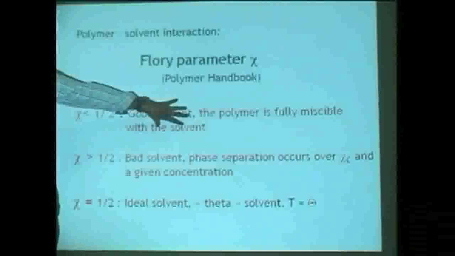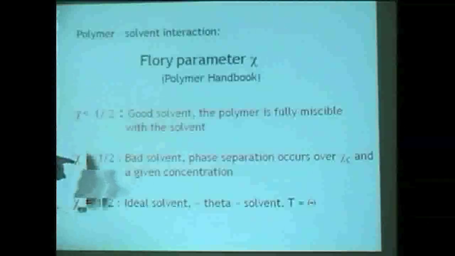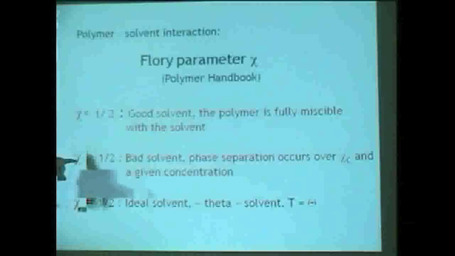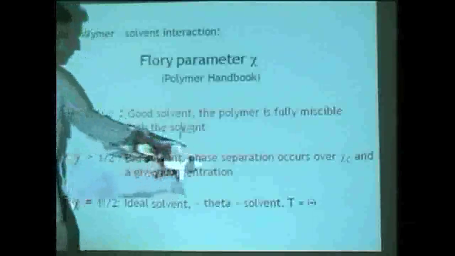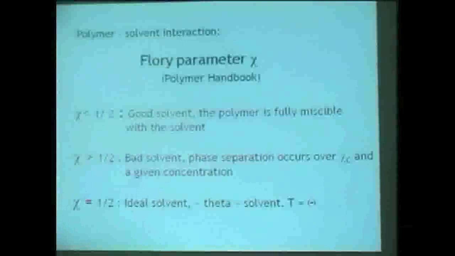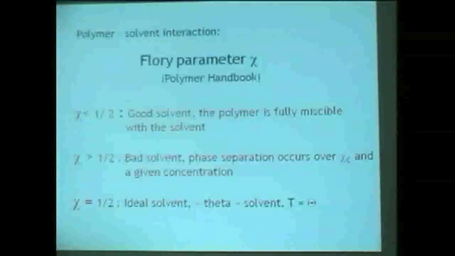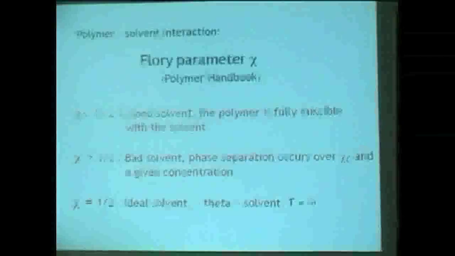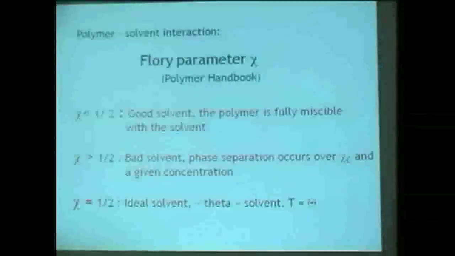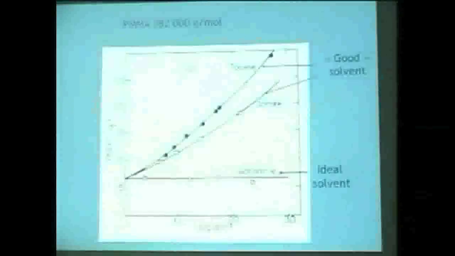So, if you look at that now, for small values of the Flory parameter, we are in what we call the good solvent regime. For large values of the chi parameter, we are in what we call the bad solvent regime. And for chi equal to 1/2, we are in what we call the ideal solvent regime.